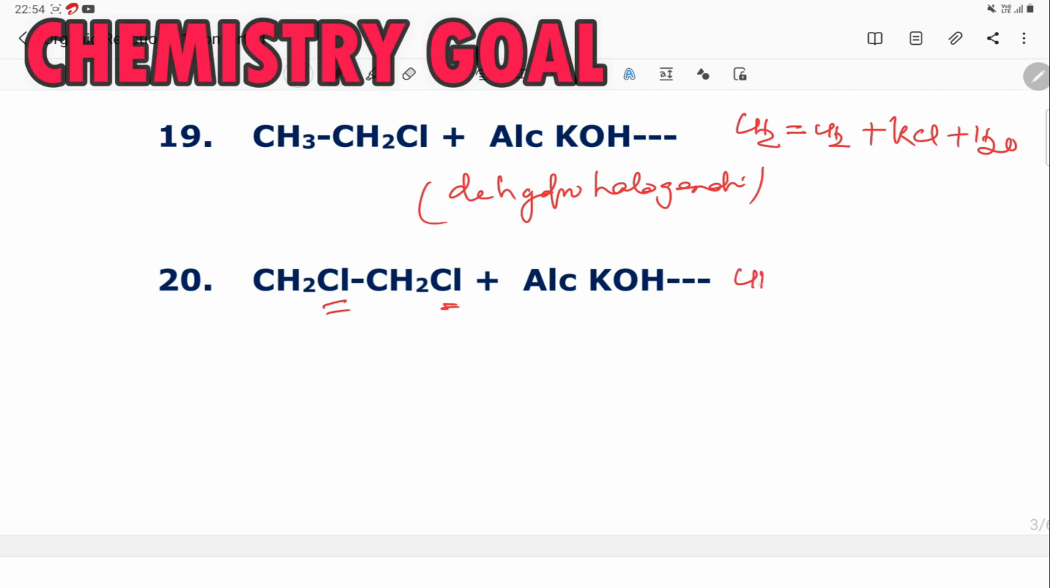The first elimination produces CH2=CHCl. Then the second elimination, again with alcoholic KOH, gives the result CH≡CH. The first elimination results in the formation of a double bond, and the second elimination results in the formation of a triple bond. So the result is acetylene.